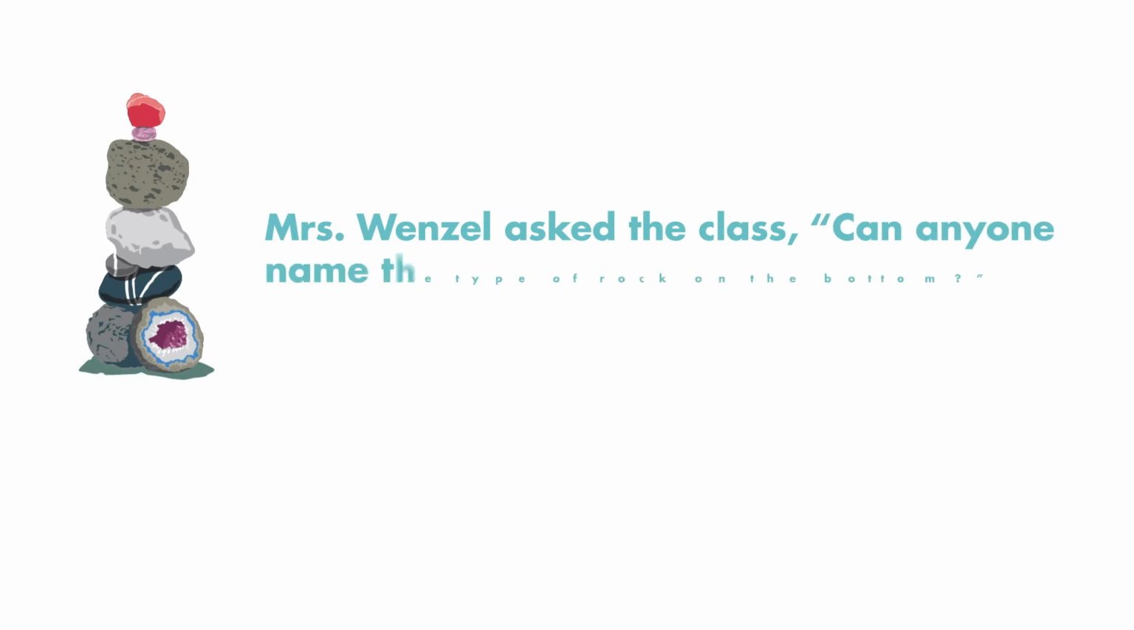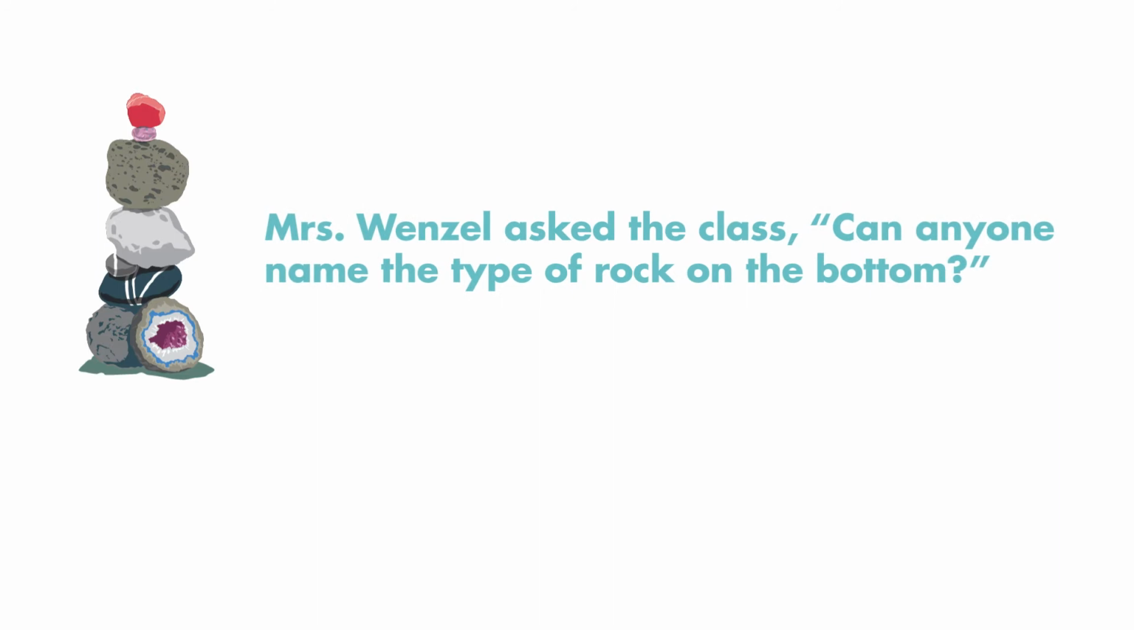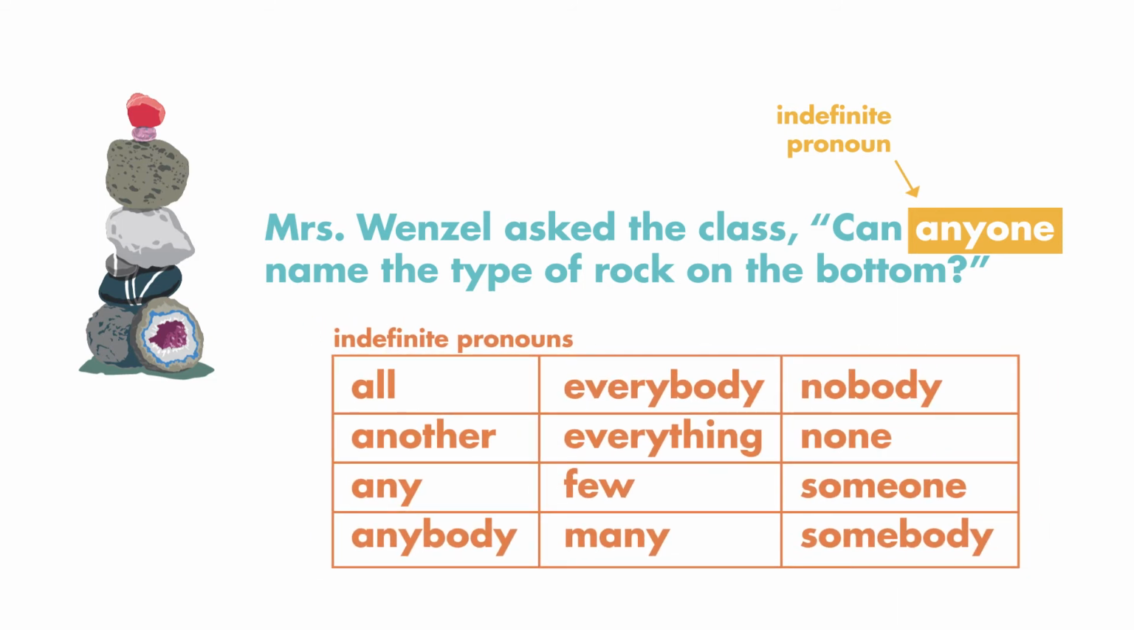An indefinite pronoun differs from a demonstrative pronoun. An indefinite pronoun does not name the noun that comes before it. Read this sentence. Mrs. Wenzel asked the class, "Can anyone name the type of rock on the bottom?" The pronoun anyone does not refer to a specific person in the class, so anyone is an indefinite pronoun. Here are more indefinite pronouns.